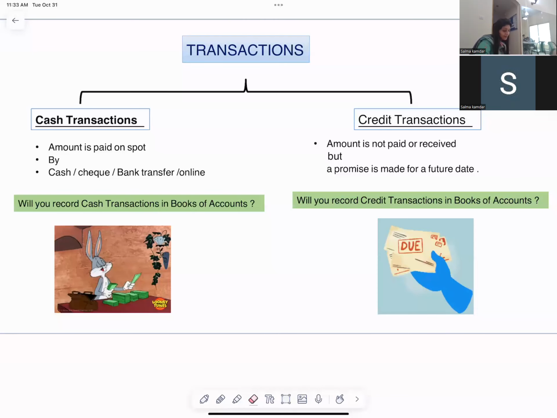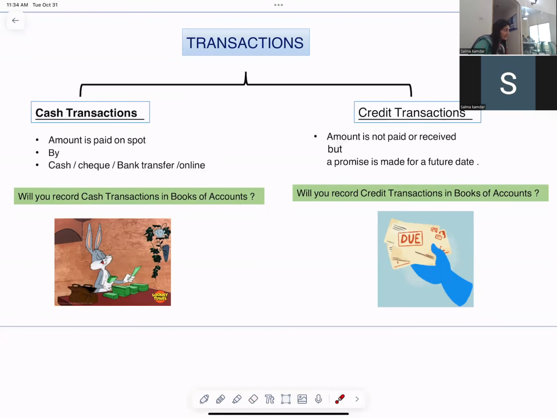So the first thing that we're going to do today is learn how to record journal entries. When we're recording journal entries, we need to know two things. What are the two things? Whether a transaction that has happened is a cash transaction or a credit transaction. This is the first thing that you have to determine: whether there is involvement of cash or not. And if there is no involvement of cash, it becomes a credit transaction.